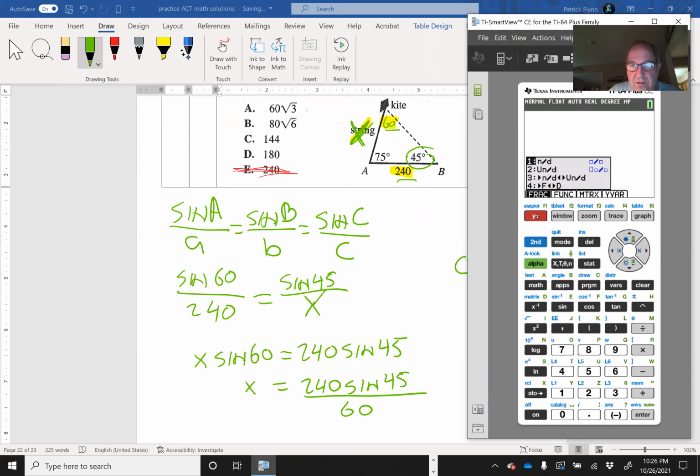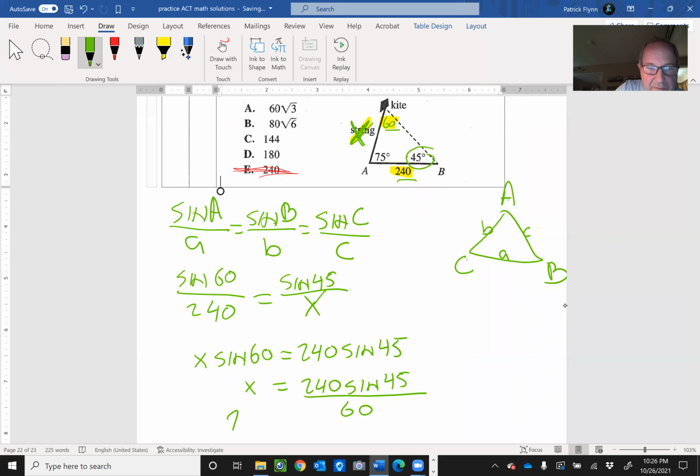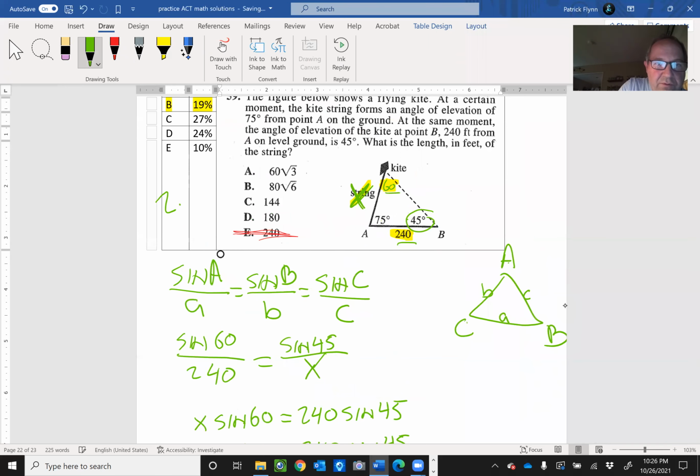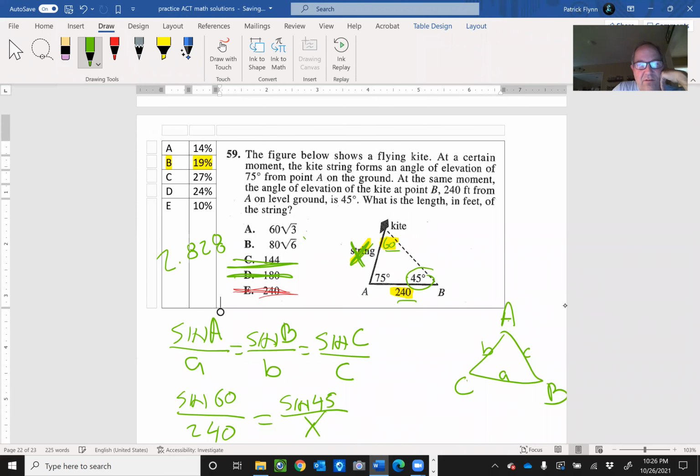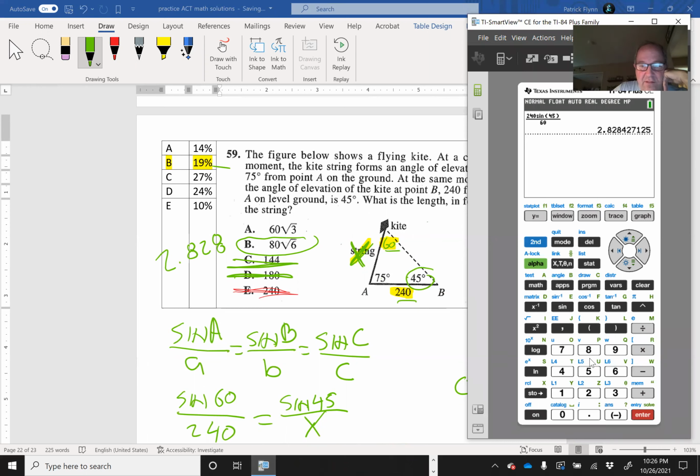Let's see, x equals 240 sine of 45 all over 60. All right, we get a decimal, 2.828. Let me write it up here. 2.828. I think we can safely say it's not those, right? Now to figure out which one it is, we know it's got to be B because that's what I'm telling you. Let's use the calculator one more time. And let's see what that is.